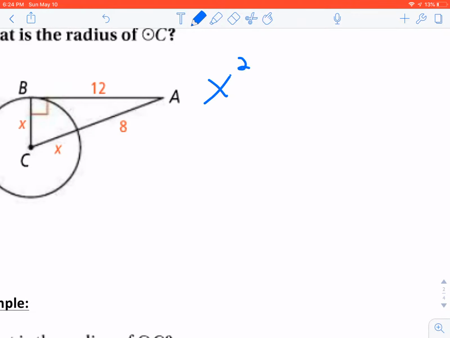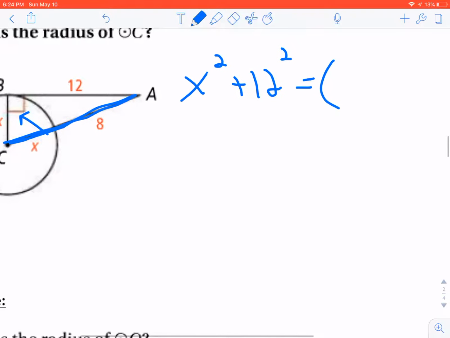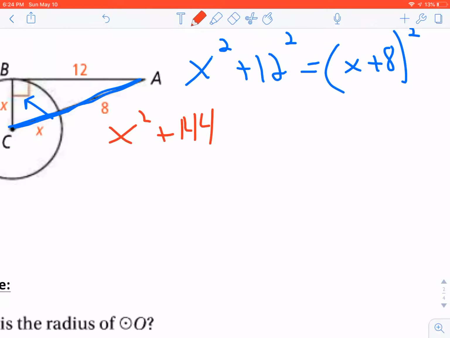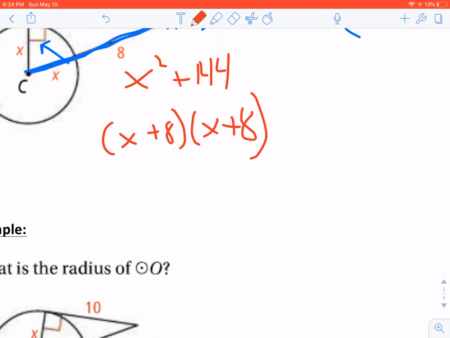So x squared plus 12 squared, keep in mind this is my hypotenuse because it is across from the right angle, is equal to, now what is that length? Well, it's x plus 8 squared. Yes, I told you this stuff wasn't going away, and here it is again. Let's take a look at the left-hand side of the equation first. x squared doesn't change. 144 is the value when you square 12. Let's do a little bit of algebra here. x plus 8 squared is really x plus 8 times x plus 8.